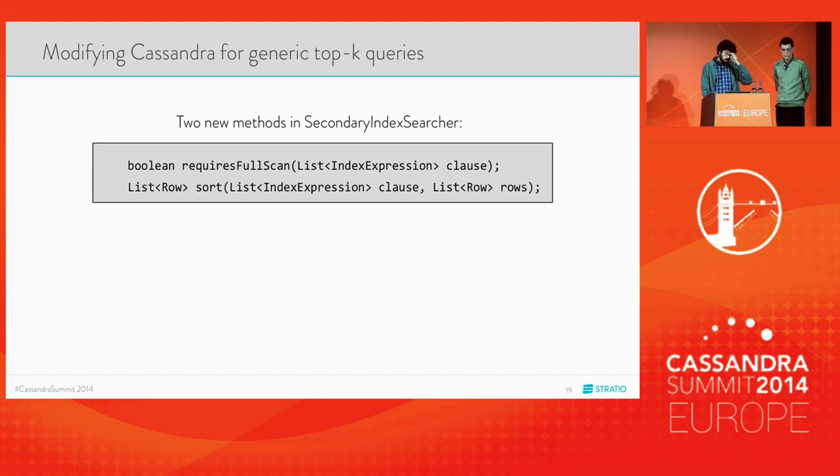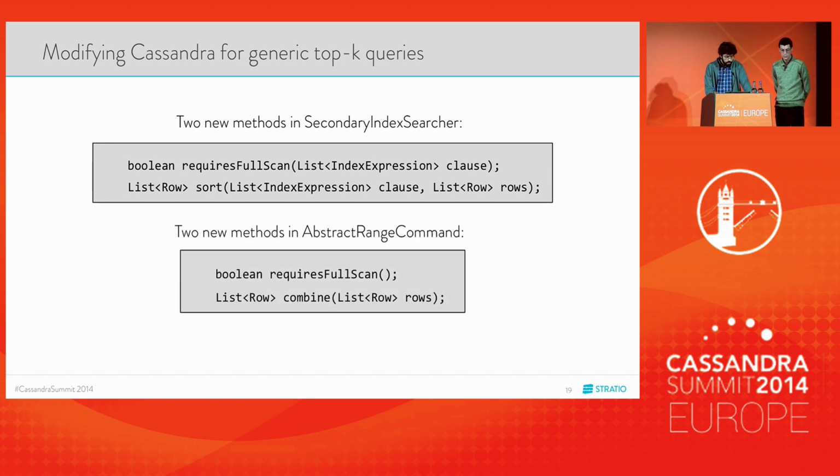First, we have added 2 additional methods to the Cassandra secondary index searcher: one indicates that the query requires relevance, and the other specifies how to combine the partial results according to the query. Then 2 related methods have been added to the Cassandra abstract range command, and finally, some additional changes in the getRangeSlice method in the class StorageProxy make the job possible.